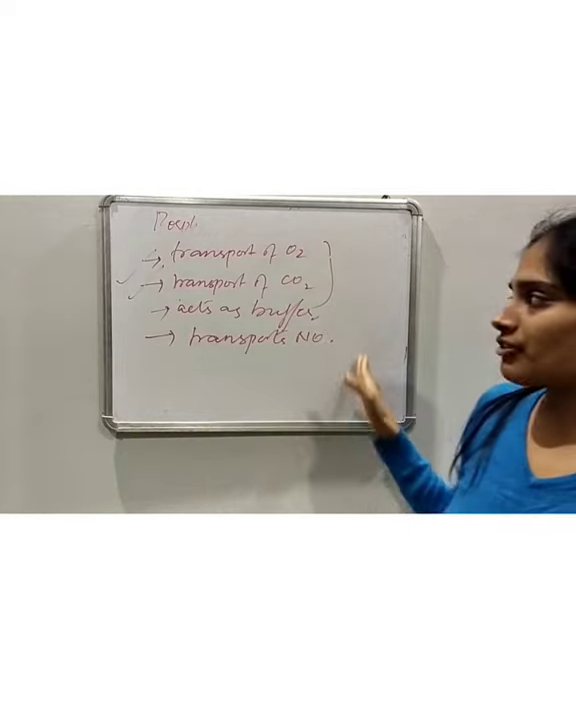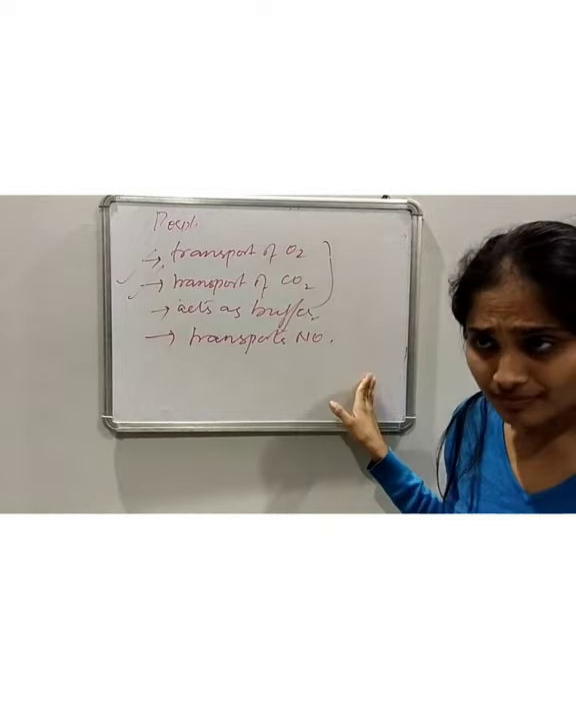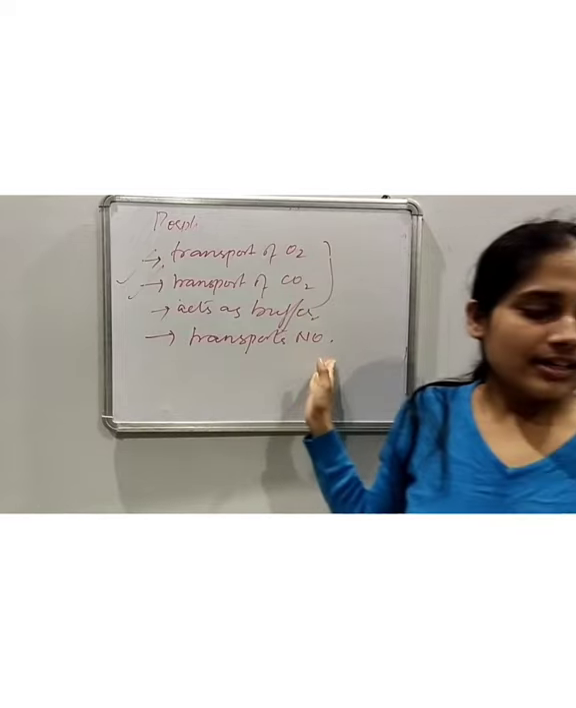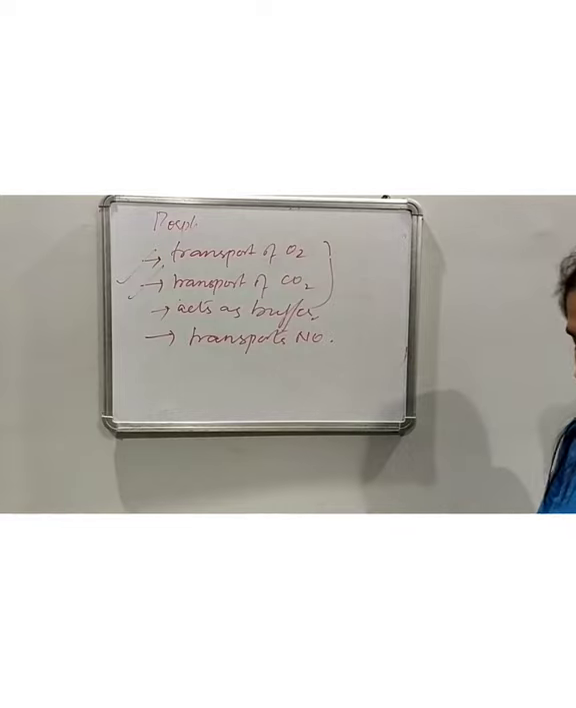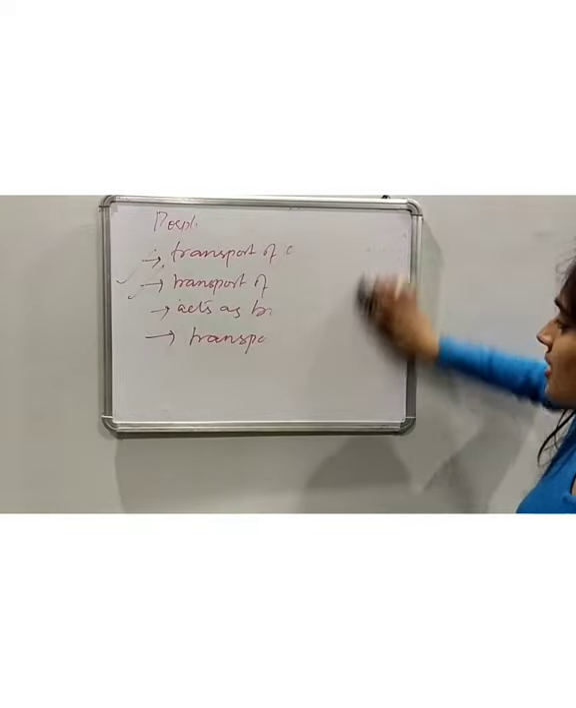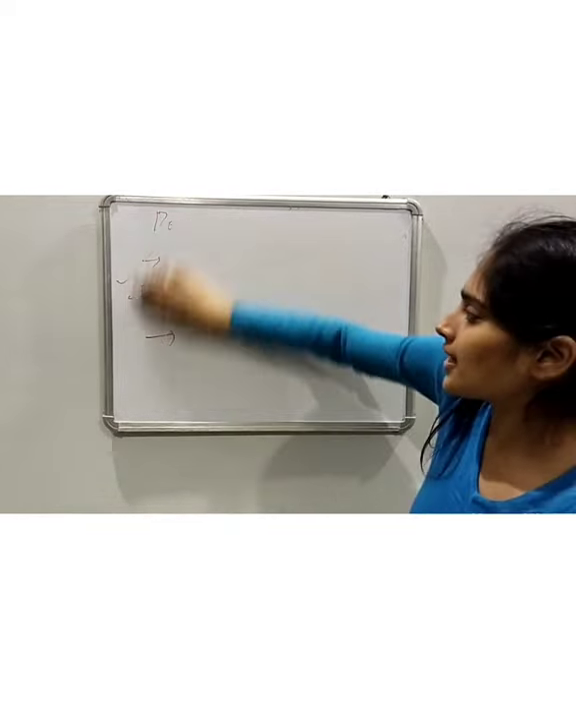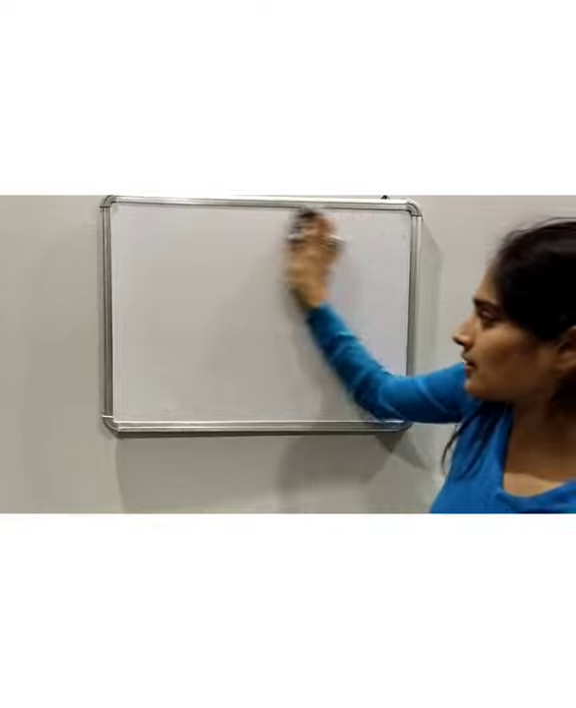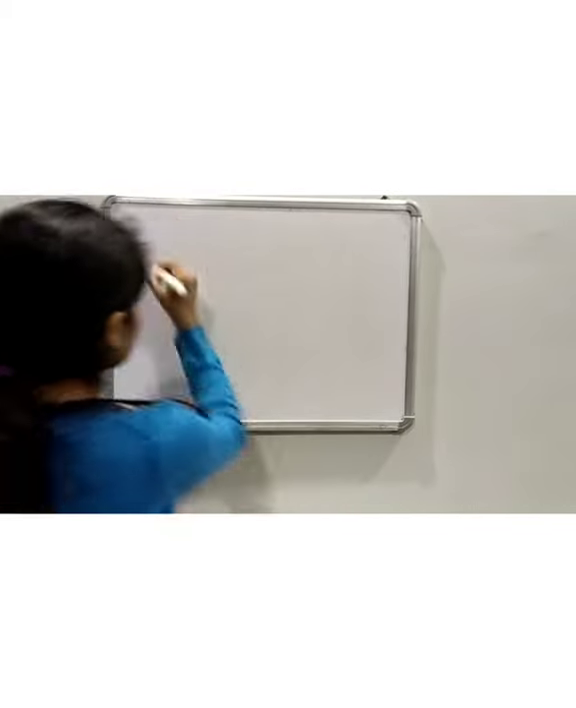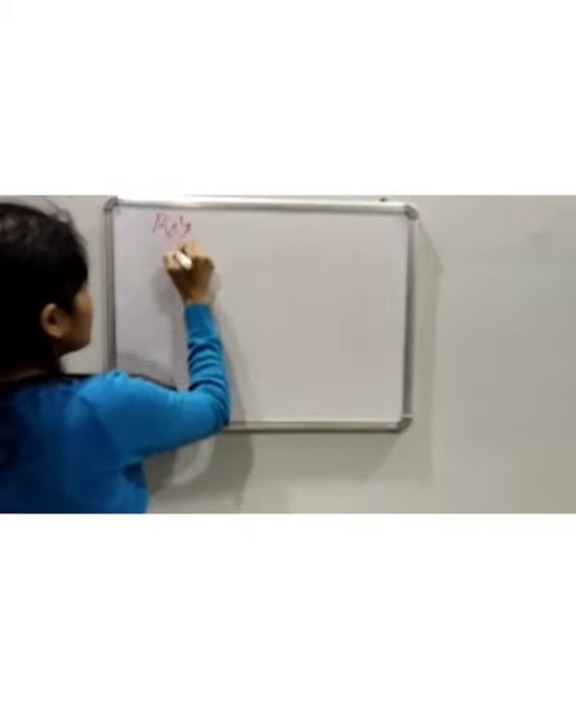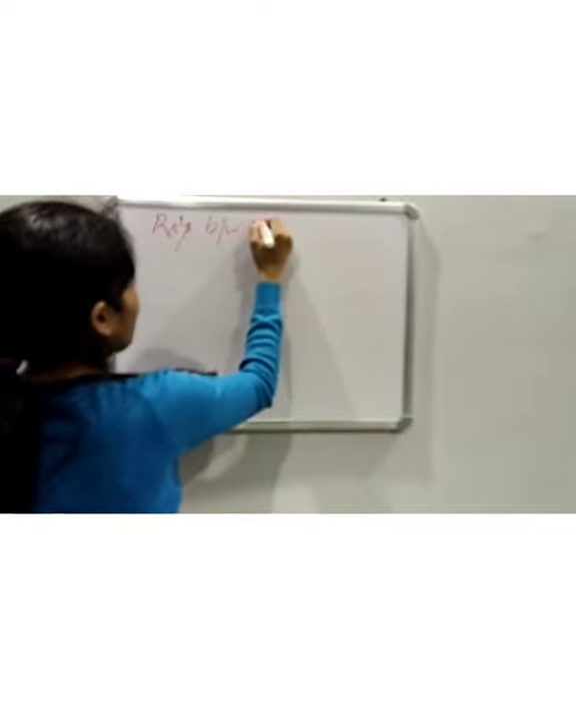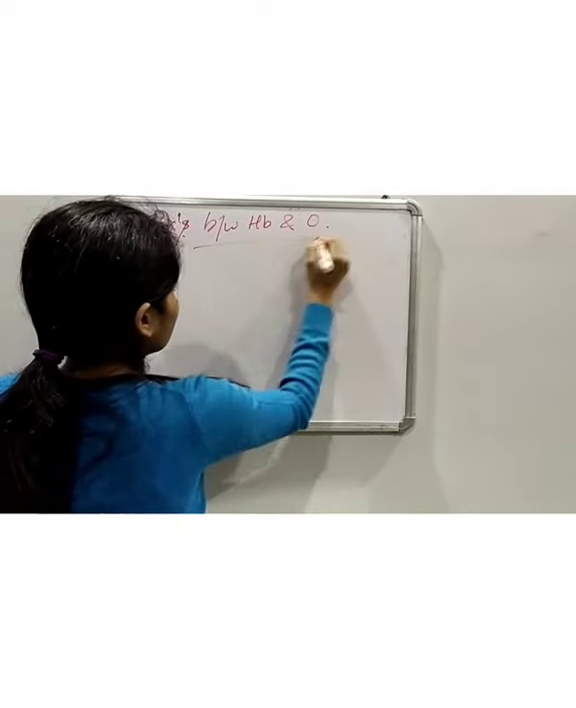Alright, so these are some of the functions of hemoglobin, and then we'll discuss how it binds to oxygen and leads to its transportation. There are certain reactions which occur inside the body for this transportation, various reactions between hemoglobin and oxygen.